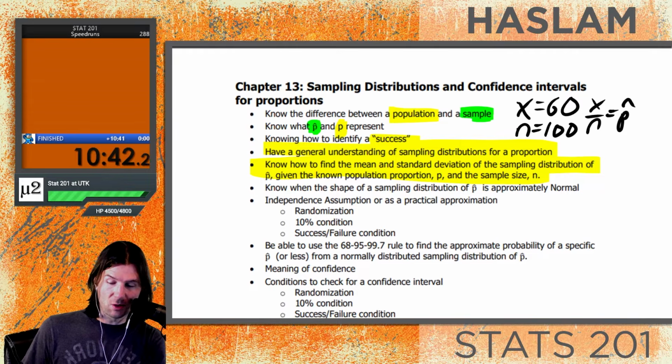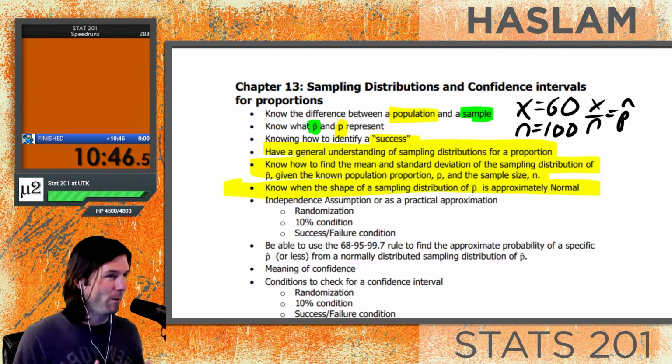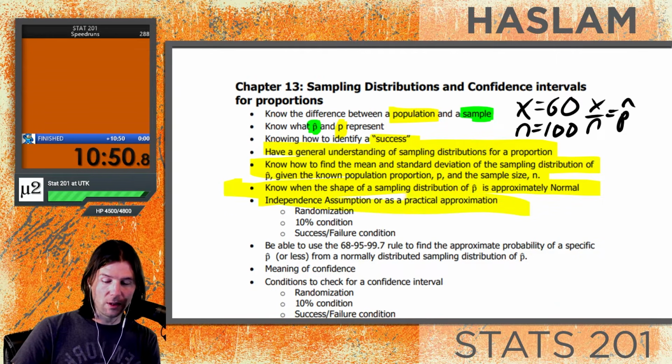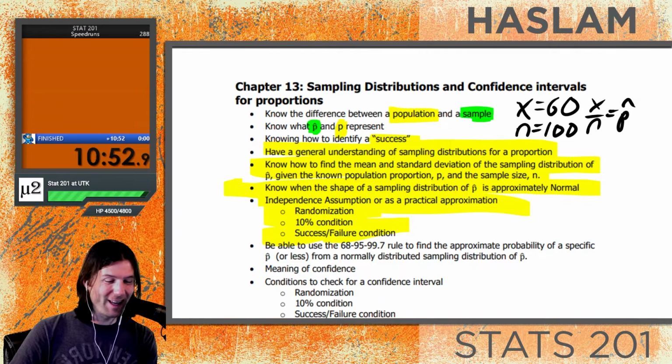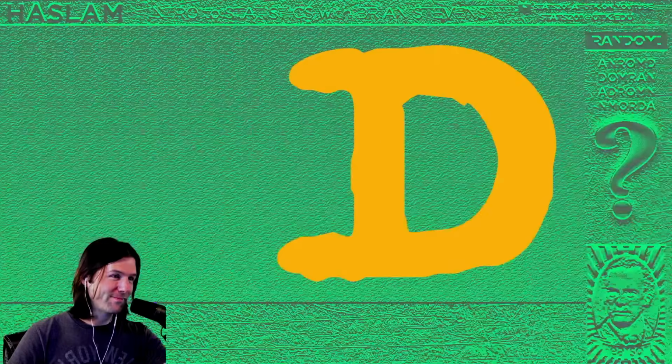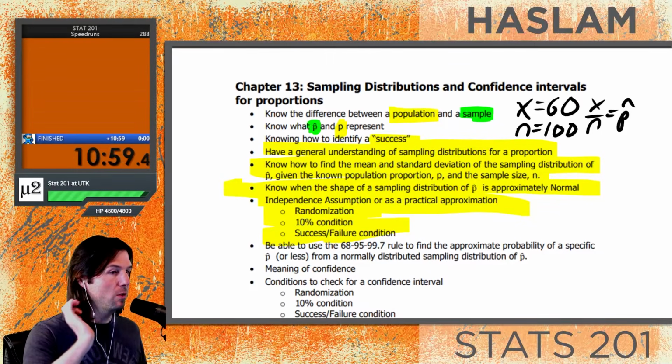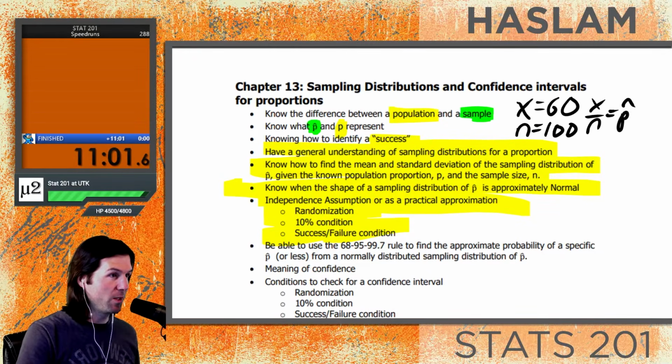Now, the shape of this distribution, you'll notice, is normal. So when is it normal? Well, it's normal when we meet the conditions. So the conditions you need to have are going to be the following. Once again, we've got here random. Condition 1 is random. What does that mean? These students I speak to need to be randomly selected.